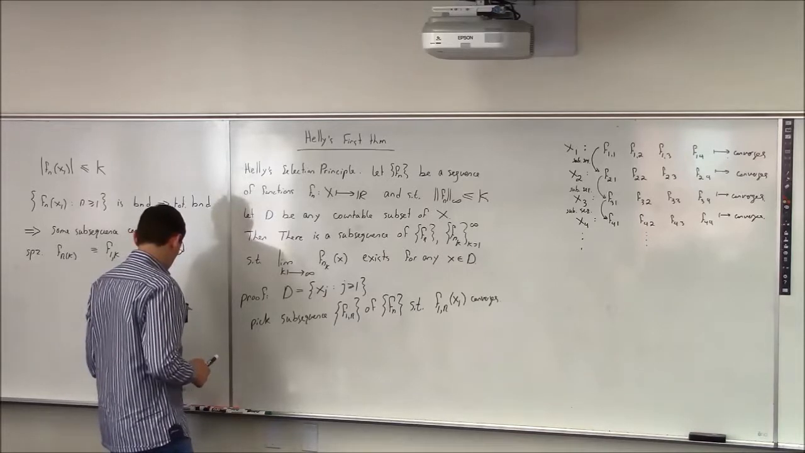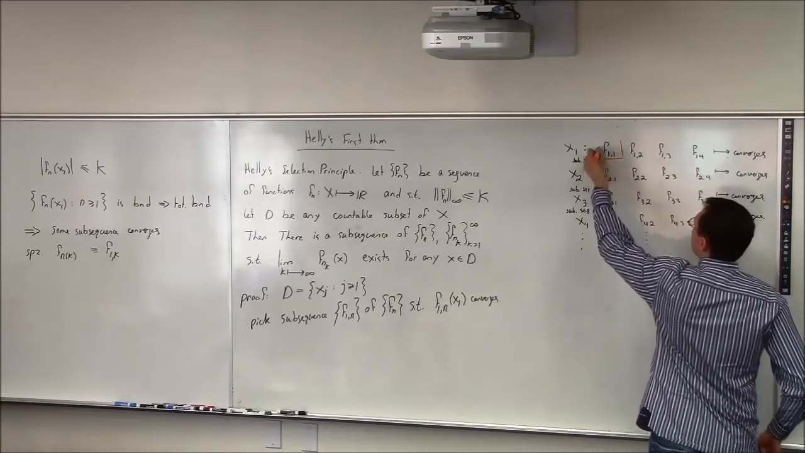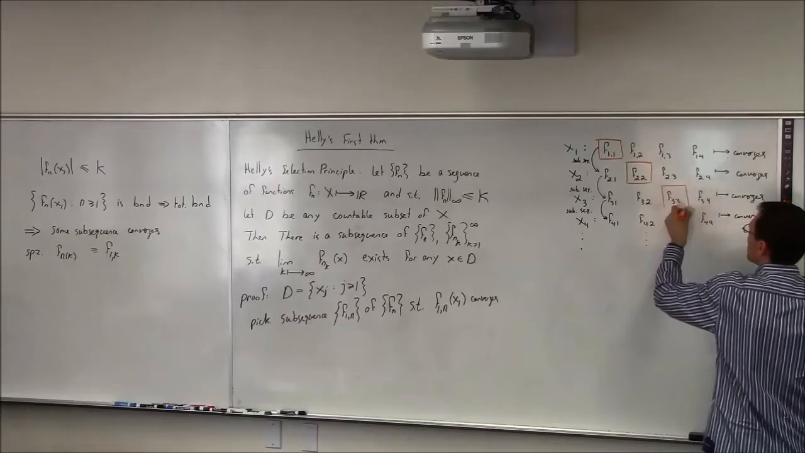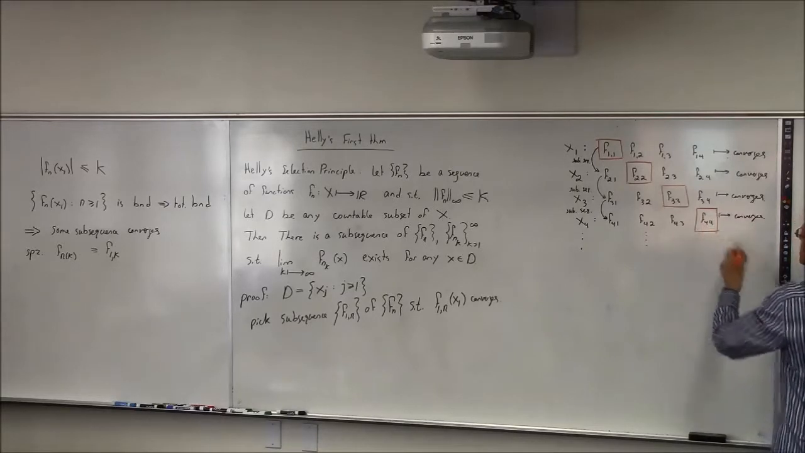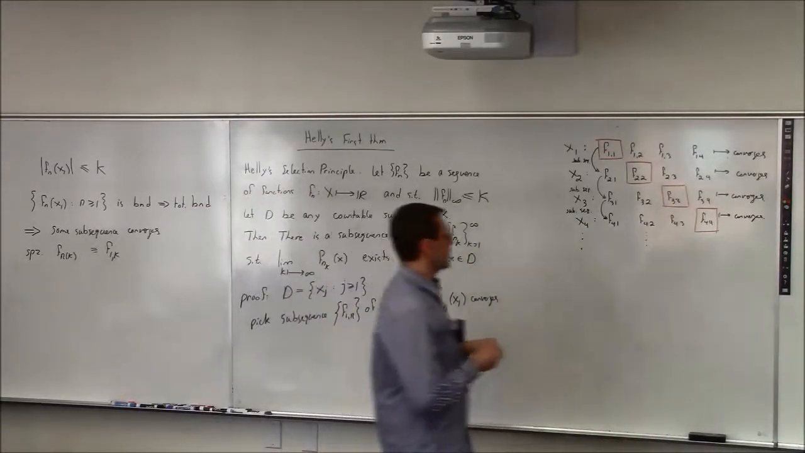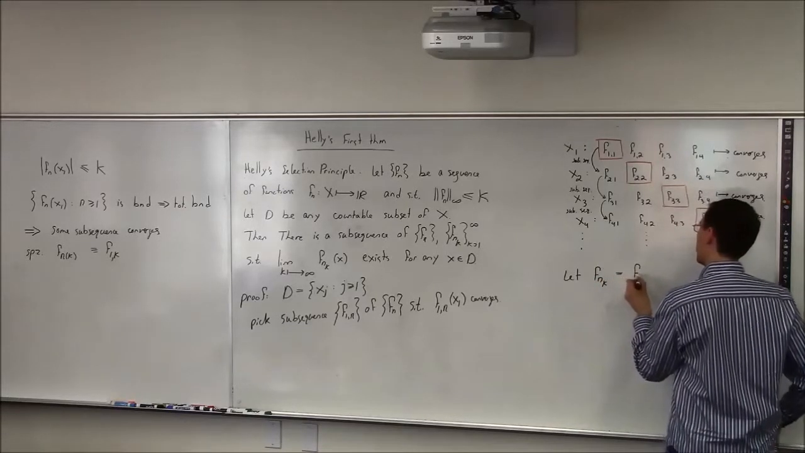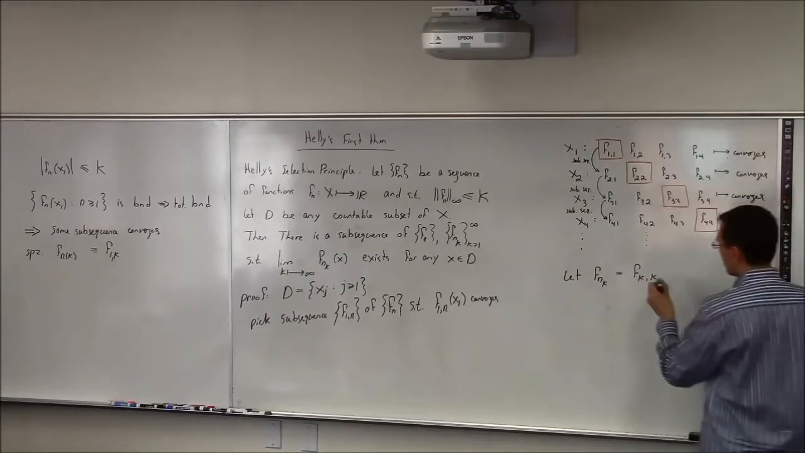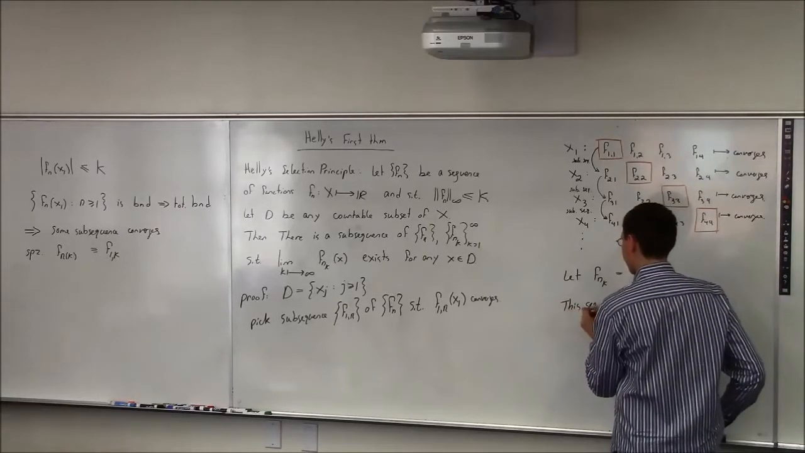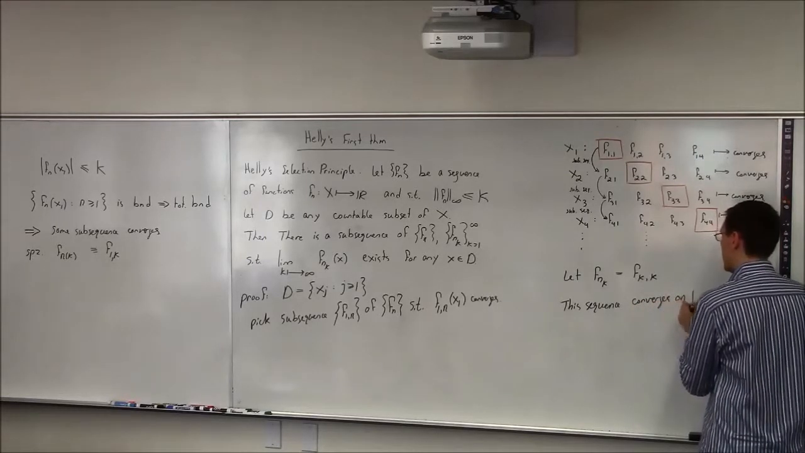So what you do is this diagonalization argument. You take the first function, then you take this, then you take this. That's why it's called a diagonalization argument, right? So you're creating this sequence like this. So let f_{n_k} be equal to f_{k,k}. This sequence converges on D.